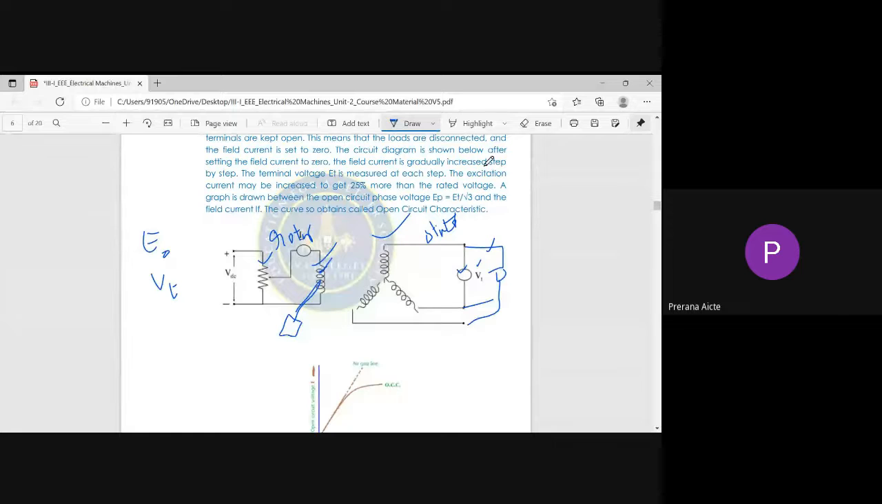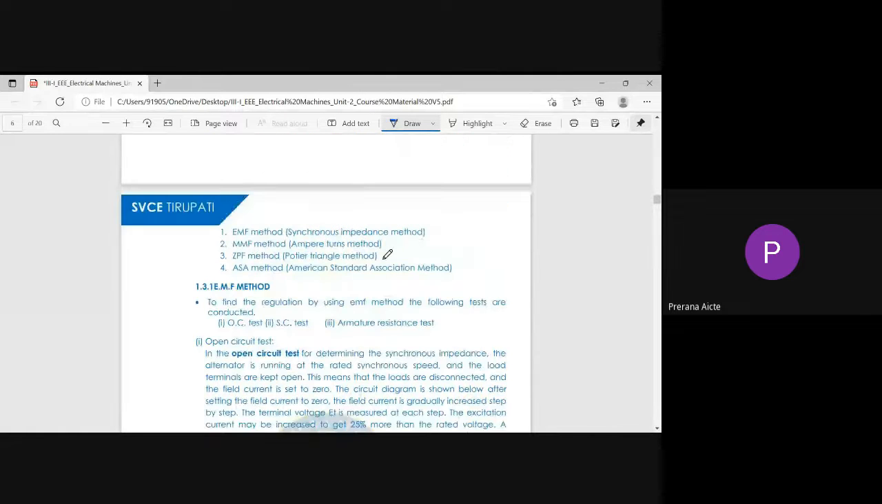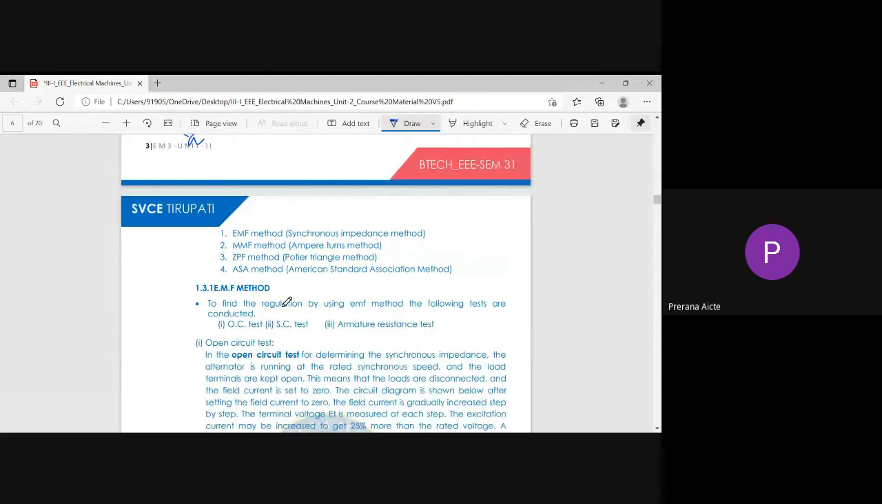But this method is not possible for high rating machines. Why is it not possible? This direct method is conducted in our practical laboratory. But the indirect methods are suitable for high rating machines. In these methods, we cannot place the load directly on the machine. Simply by conducting some tests and using the characteristics, we evaluate the voltage regulation of the alternator.